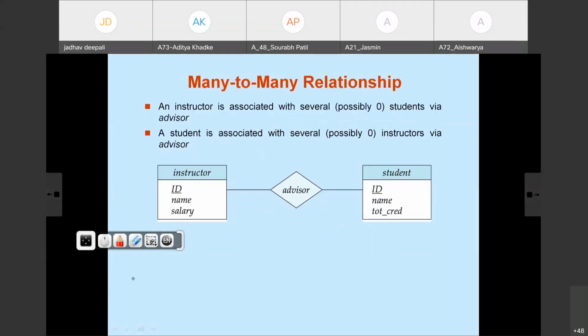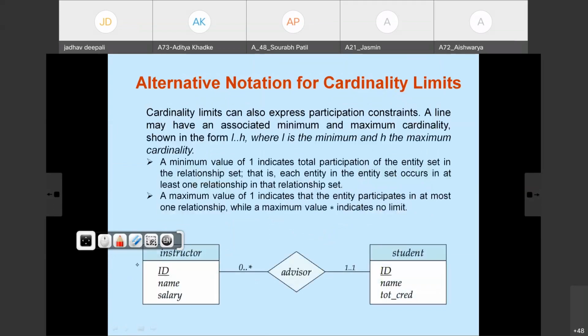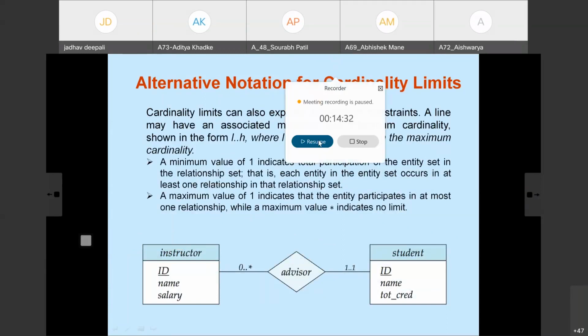Next, many to many, again the simple undirected line towards both sides. It is a many to many from instructor to student. That's why undirected lines. That is about one-to-one, one-to-many, many-to-one, meaning how to show the mapping cardinality with the help of ER diagram. We move to the next.